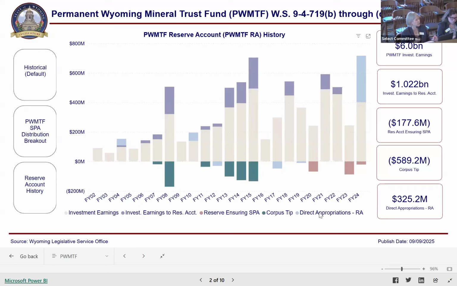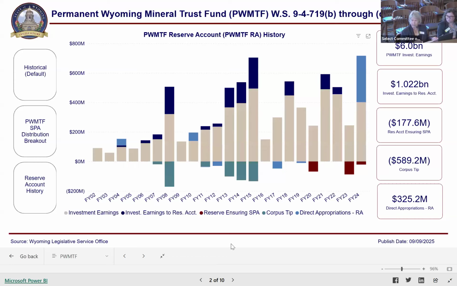And then finally, direct appropriations. There's been $325.2 million in direct appropriations to the reserve account over this time frame. The PMTF is kind of interesting because it's actually had some appropriations coming out of it as well as into it. There's more about that in your memorandum.